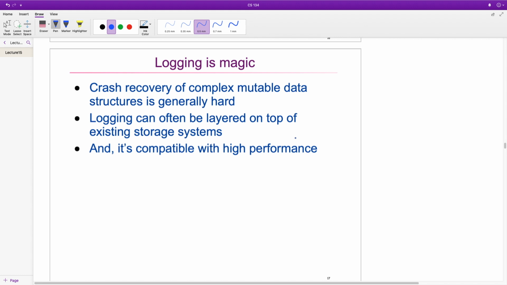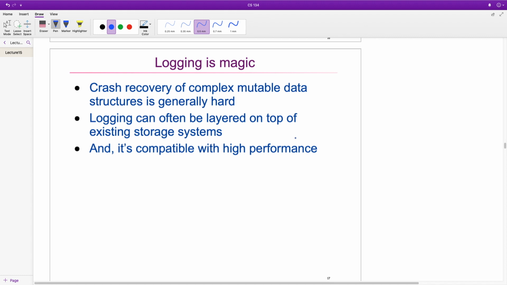Logging actually works really well. Logging can work without knowing anything about the underlying file system. You can basically take an existing file system and add logging to it. The file system will have to make logging calls, like the equivalent of a begin transaction, commit. But it can operate on top of it, basically.